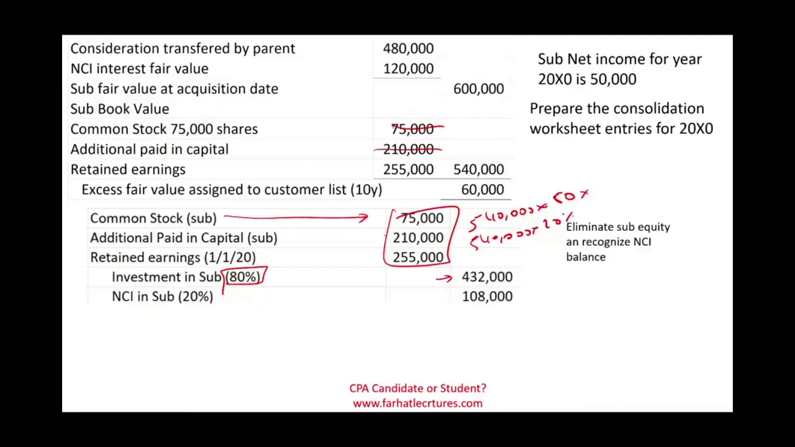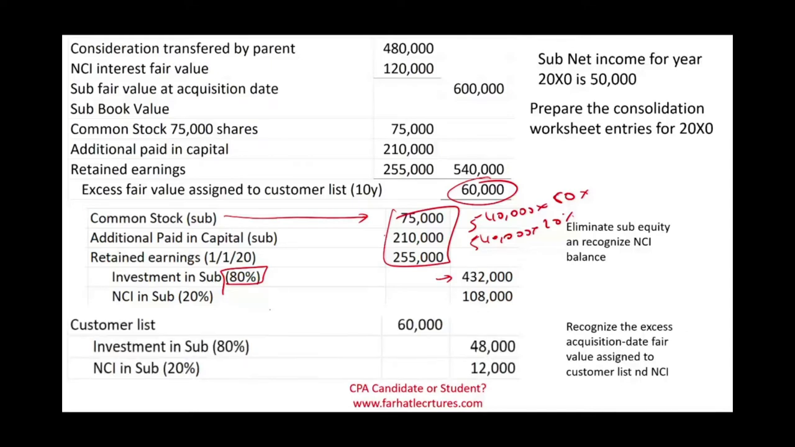Now, what else do we have to do? Remember, we have $60,000 hanging. What are we going to do? We're going to recognize this excess acquisition fair value, which is $60,000. Therefore, we debit customer list $60,000 because we bought the company. Now we have to add this new asset to the consolidated financial statement. Therefore, we debit the new asset, we credit investment in sub 48 and credit NCI 12.